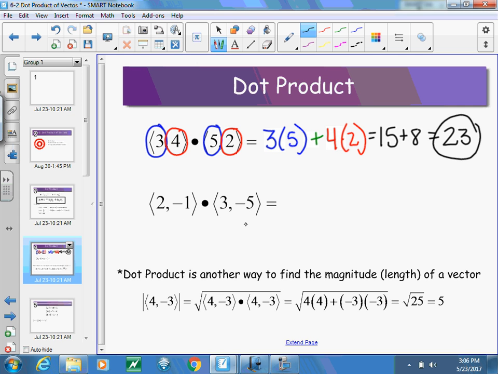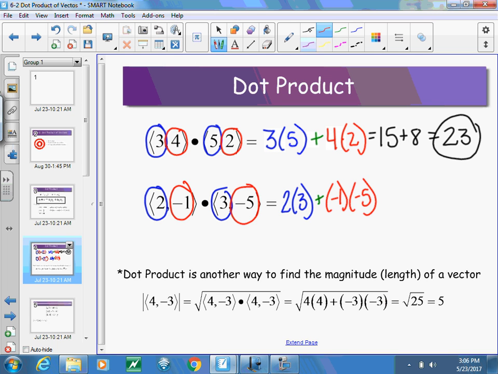Even if you have vectors that have negatives, we can do the same thing. So take the first components, multiply those together. So 2 times 3. And then we're going to add on the product of the second components being multiplied together. So -1 times -5. 2 times 3 is 6. -1 times -5 is a +5, so we're going to add those together, and we end up with a +11.